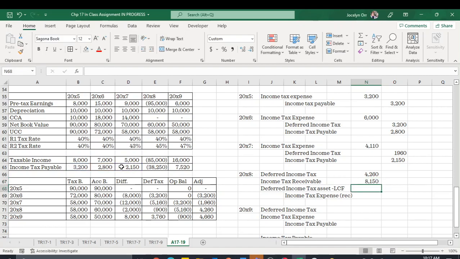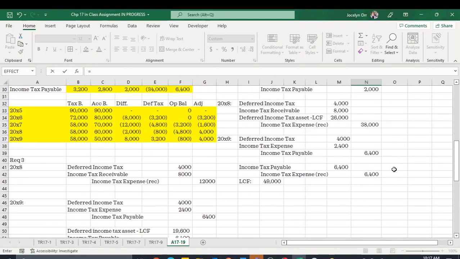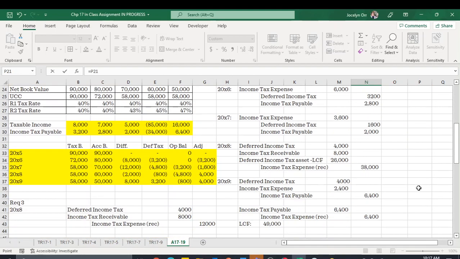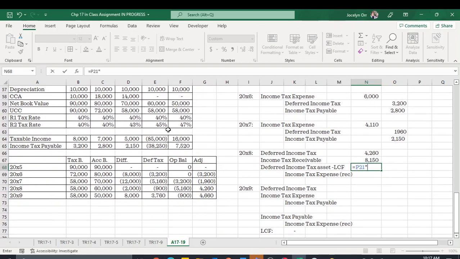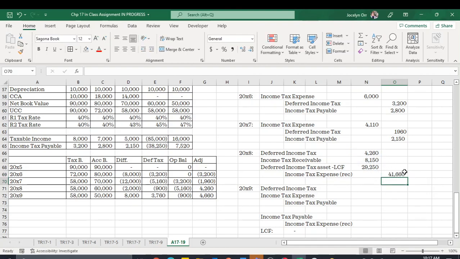Okay, so $8,150. Our deferred income tax asset, our loss carry forward, is still $65,000, but we are going to multiply it by our new tax rate of 45%, which is going to give us $29,250. So my income tax recovery, $41,660. Okay.